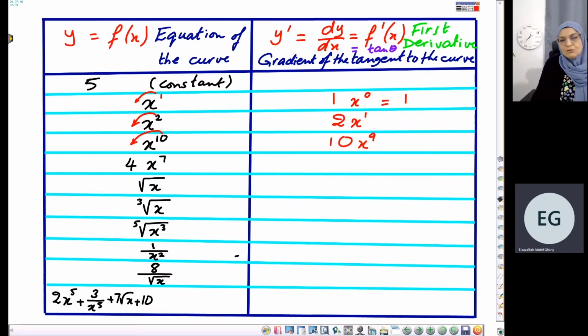What about a normal number like 5? A constant, you mean? Yes, a constant number. Its derivative will be 0. Any constant, its derivative is 0.